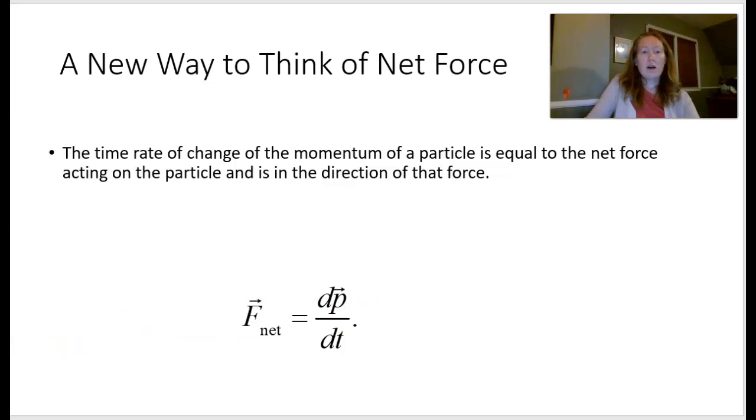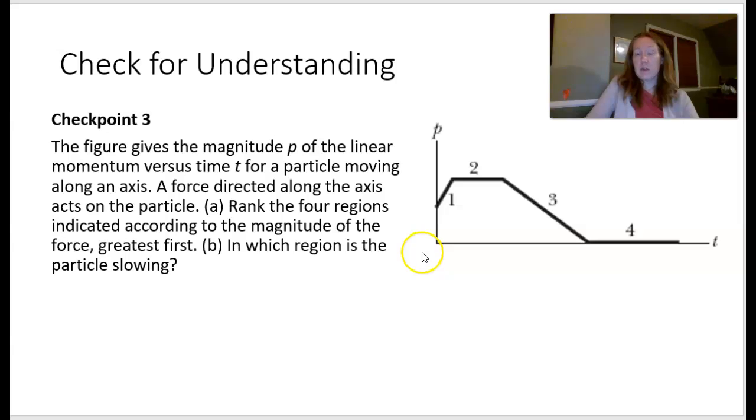Please try checkpoint 3. It's in your book if you didn't do that already. I think that's going to be pretty simple for you.